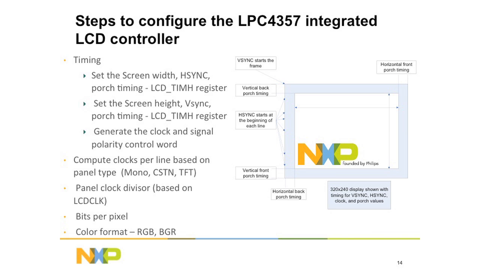Next, depending on what kind of panel type you're using, whether it's a TFT or STN, you need to set that within your code. And again depending on the LCD panel you use, you need to set the clock rate as well. Then the color format, whether it's RGB or BGR, and of course the color depth, so the number of bits per pixel.